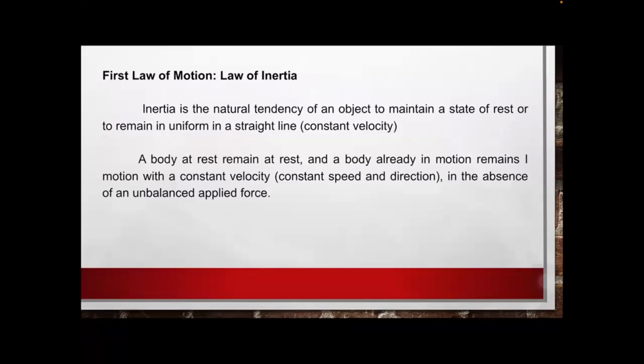First law of motion is the law of inertia. When we say law of inertia, it's a natural tendency of an object to maintain the state of rest or to remain in uniform and straight motion. Gagalaw lang yung bagay kung may magpapagalaw. Kasi we have here the inertia. Parang sa ano yung relasyon, diba? Hindi naman magkakainlaban yung dalawa kung walang i-initiate. Yun. That is the first law of motion, the law of inertia in real life.